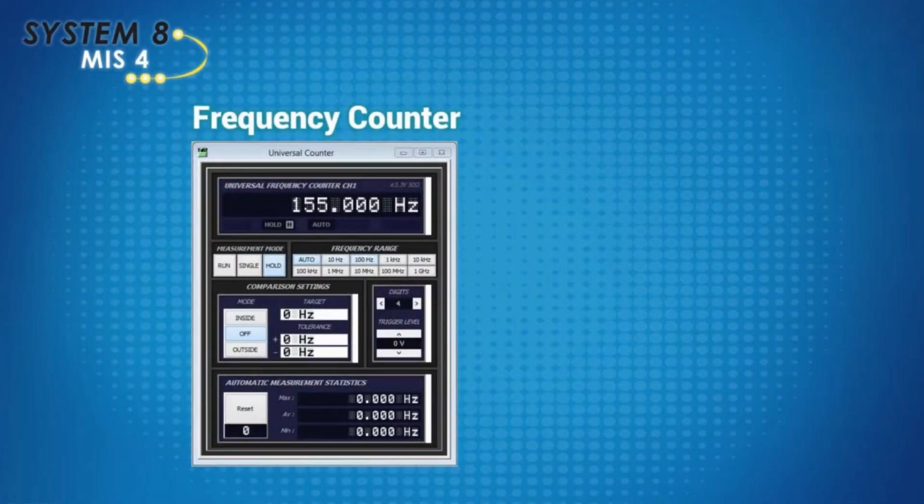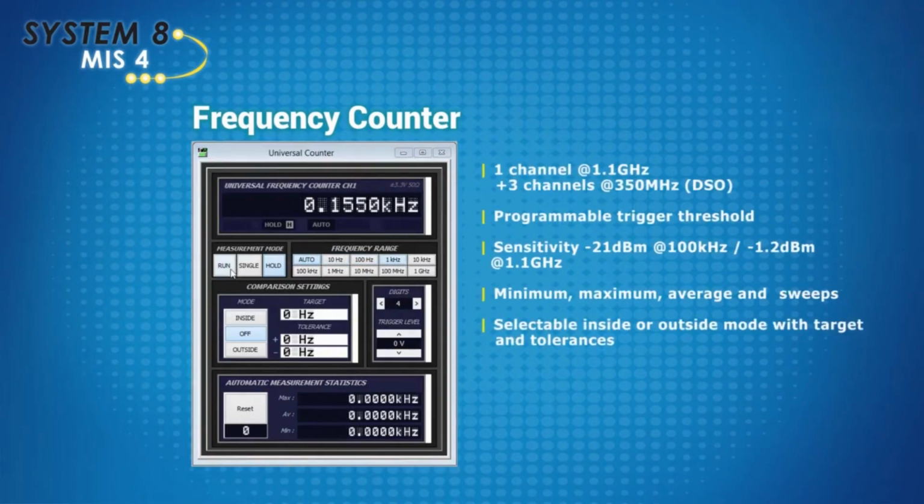The frequency counter has 4 separate channels, one of which can register frequencies of up to 1.1 GHz, while 3 other channels can measure signals of up to 350 MHz. The inputs can be as low as minus 1.2 dBm at 1.1 GHz or minus 21 dBm at 100 kHz.